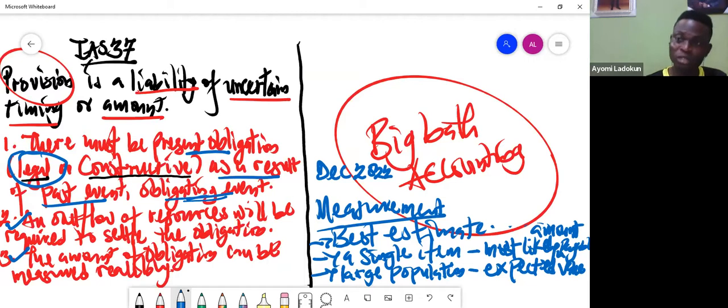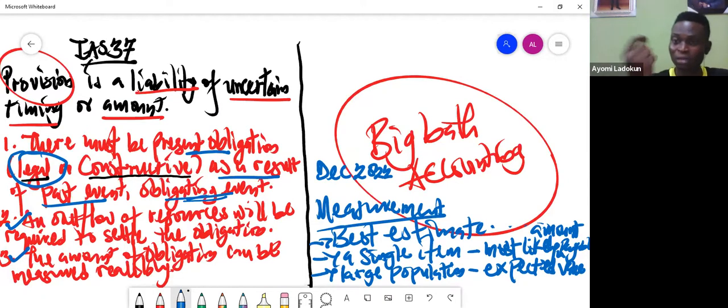So for any of this, if it is material, you discount to present value. Remember, it's a provision. We are going to spend it in the future, but you have to discount to present value. If the examiner wants you to discount to present value, he will give you the cost of capital or the discounting factor, okay?